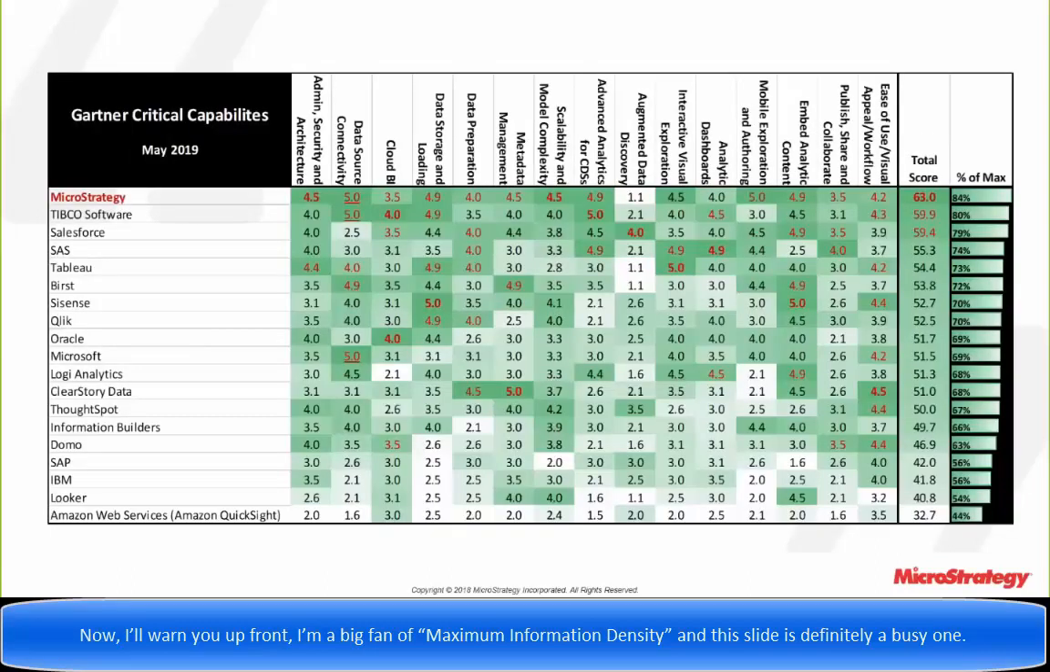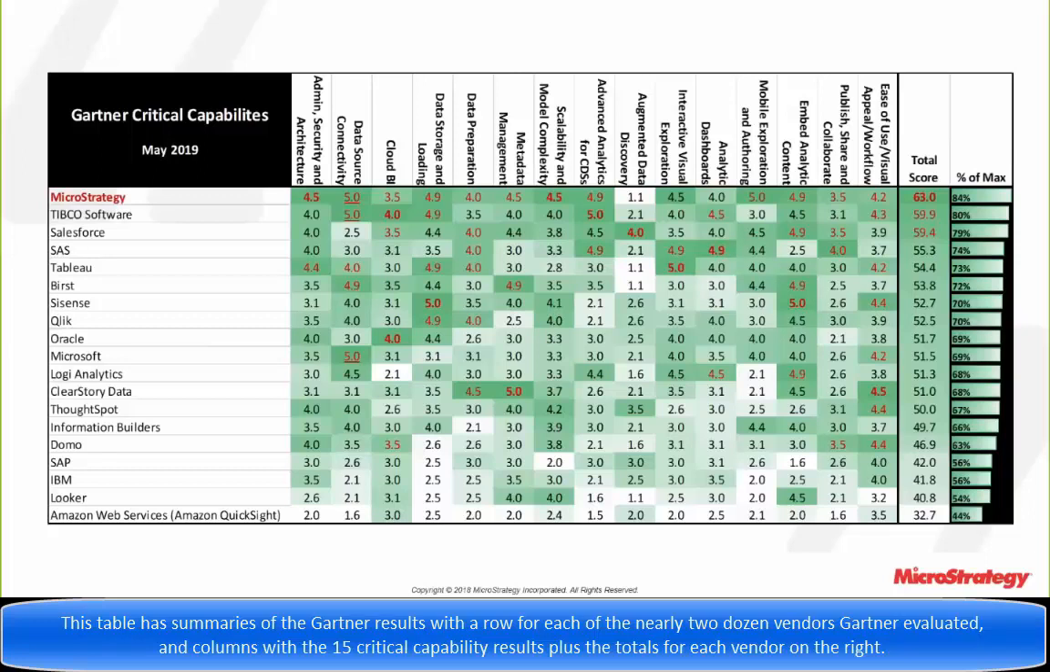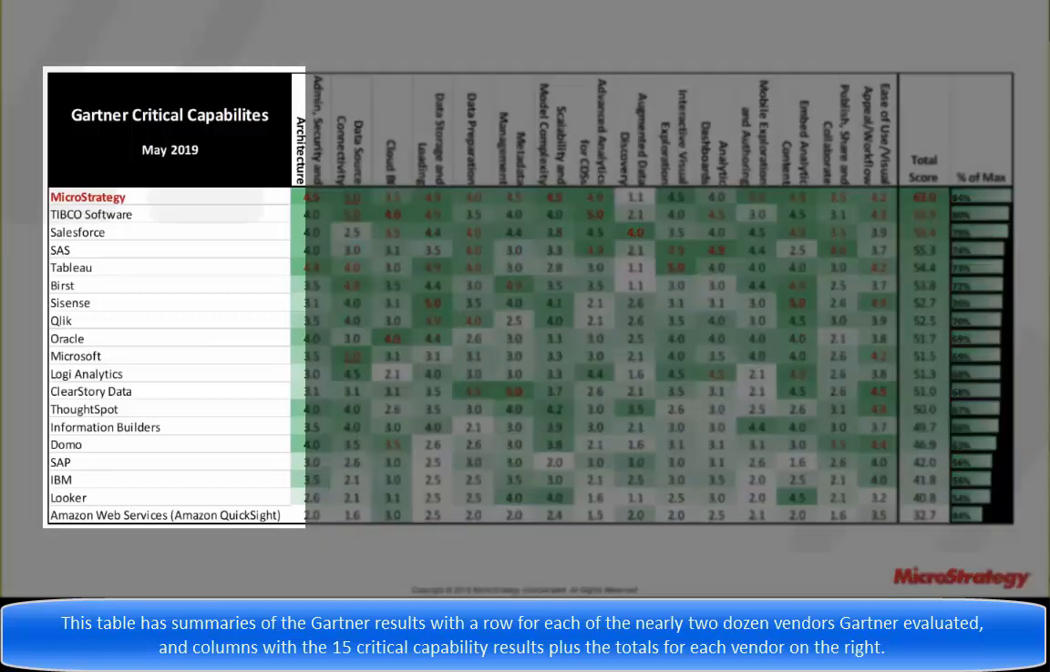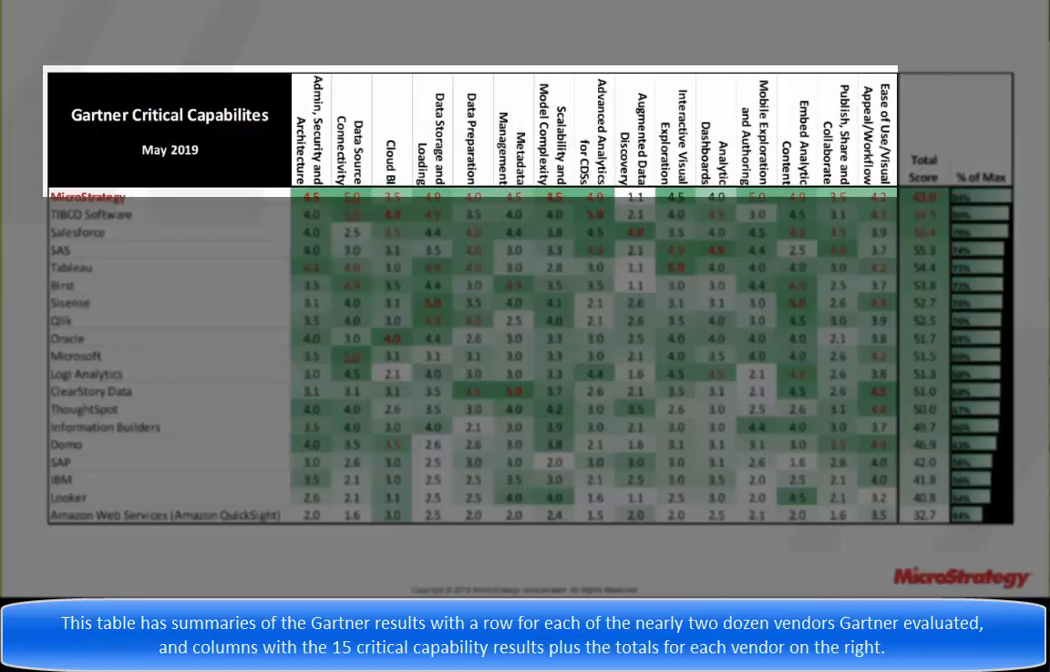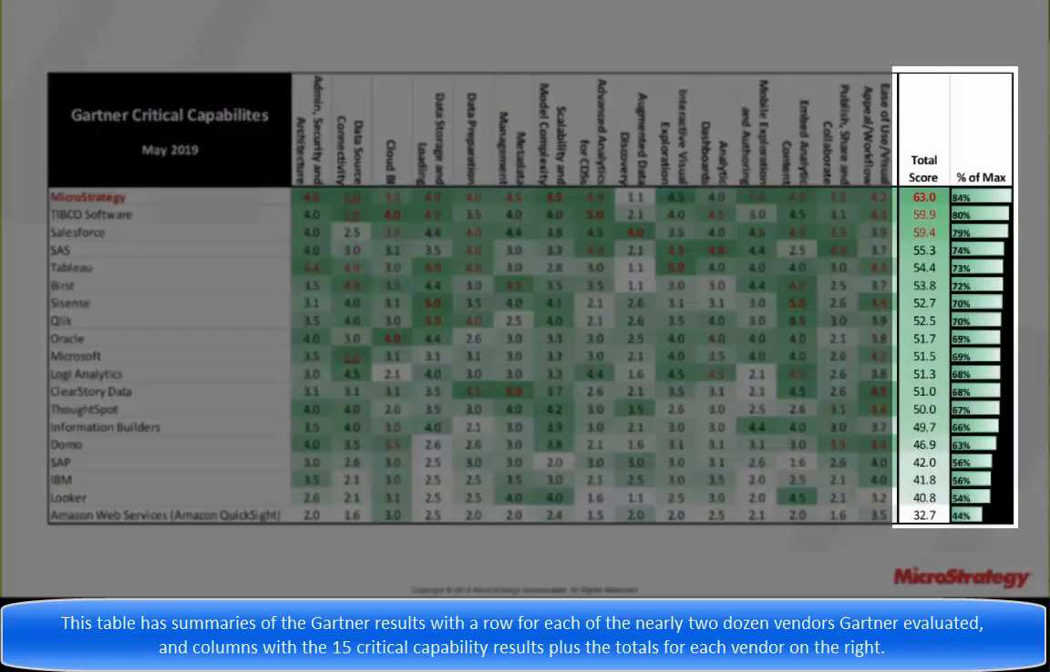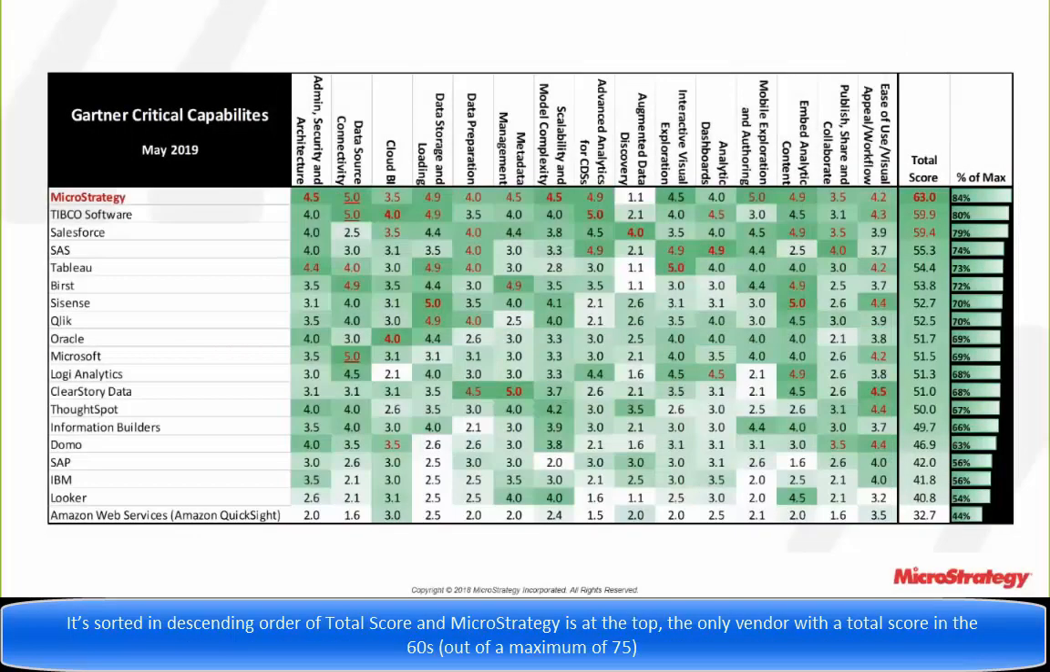Now, I'll warn you up front, I'm a big fan of maximum information density, and this slide is definitely a busy one. The table has summaries Gartner created from their results, where we have a row for each of the nearly 24 vendors that Gartner evaluated, and 15 columns with the critical capability results, plus totals for each vendor on the right. Now, this table is sorted in descending order, and MicroStrategy is at the top, because MicroStrategy was the only vendor with a score in the 60s out of a possible score of 75.